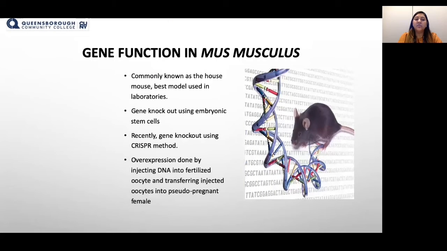Mus musculus is also known as the house mouse. One method of studying gene function in Mus musculus is gene knockout, either using embryonic stem cell growth on a feeder cell and allelic exchange of targeted DNA region, or more recently using the CRISPR method. Another method of studying gene function is to overexpress the gene of interest by injecting DNA into a fertilized oocyte and later transferring that oocyte into a pseudo-pregnant female.